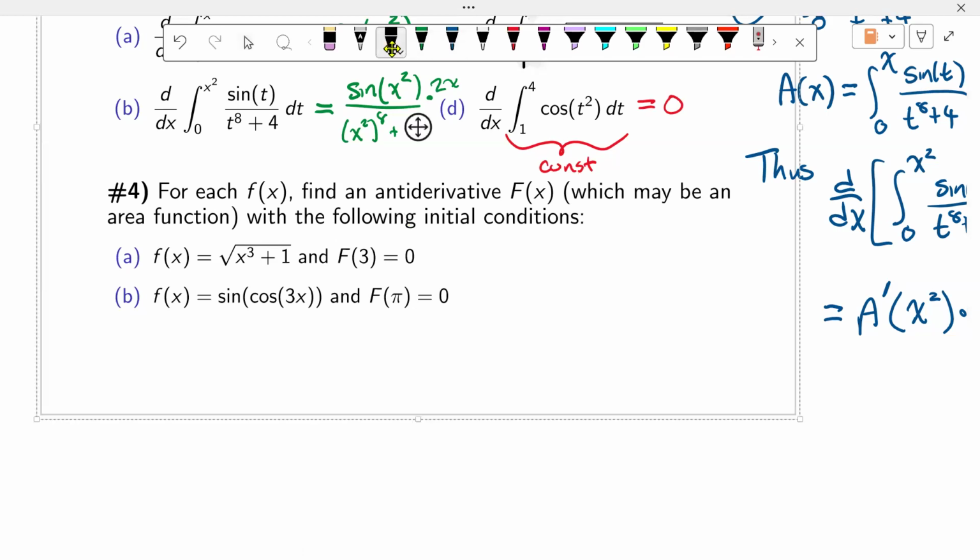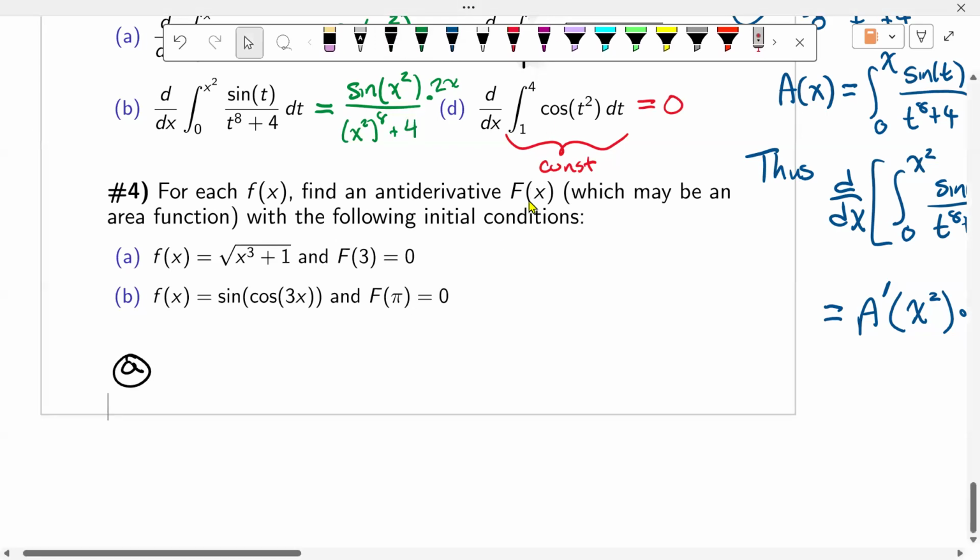So for part A here, we're asked to find an antiderivative, f, which has the following, this is called an initial condition. When you get into differential equations, oh boy, we'll do lots of those. But the idea here is I'm going to let my f of x, in this case, be an area function for this. I'll say, oh, this is from a to some value x of this f of t dt.